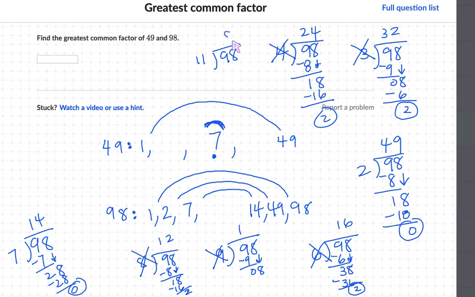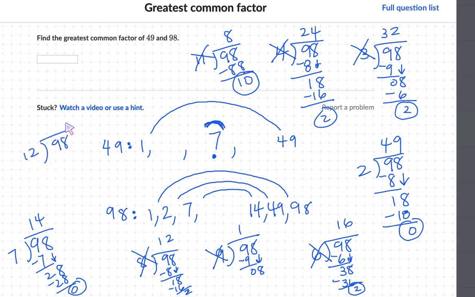11 can go in, let's say, 8 times. 88 with a remainder of 10. That's not good. Let's see, does 12 go into it? Now we're just going to 12 and 13. That's all we have left over. So if 12 and 13 don't work, then we're done.